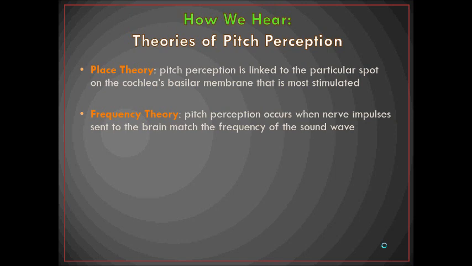The frequency theory argues that pitch perception occurs when a nerve impulse sent to the brain matches the frequency of the sound wave, that our neural impulses actually mimic, kind of like mirror, the sound wave itself, which would argue a more direct route of sound. Now, it still goes through your ear and all through the structures and everything, but the frequency theory argues that the neural impulses would essentially vibrate at a very similar frequency as the sound wave itself.